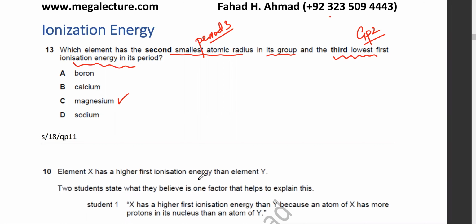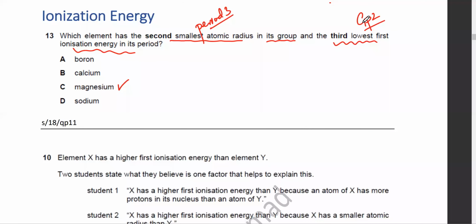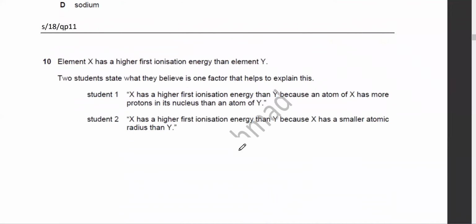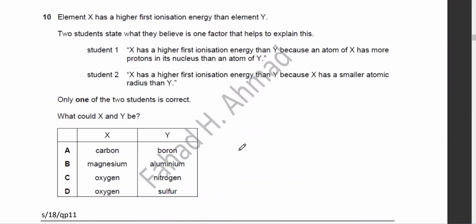Okay. So just remember, it's more about comprehending the question. If you misinterpret the question, you'll get everything wrong. Now this next question is much harder than that. The comprehension is a lot harder. It's a very tricky question. So the question states that element X has a higher first ionization energy than element Y. So let's try and test the first statement.